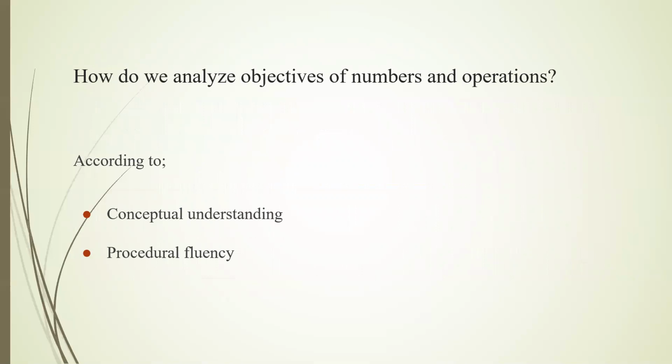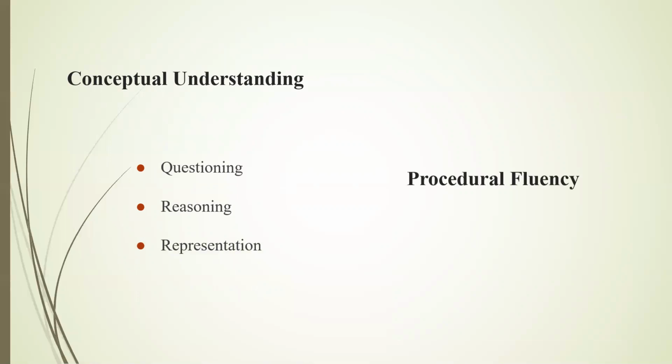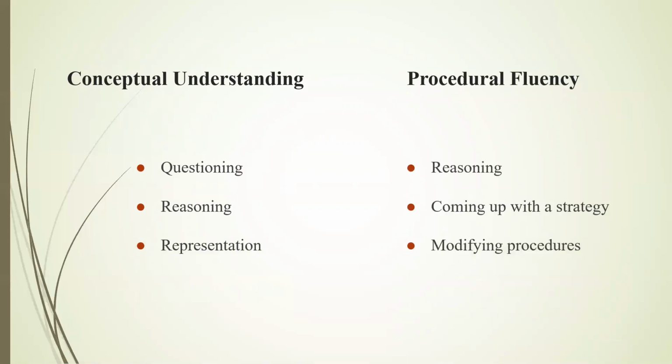We discussed numbers and operations objectives according to conceptual understanding and procedural fluency in this part. As we know, conceptual understanding and procedural fluency belong to the 5 strands of NCTM. We focus on students' inquiry activities with why questions to analyze objectives according to conceptual understanding. For example, why am I doing this example literally? In addition, we find points where students develop strategy and reasoning to show procedural fluency.